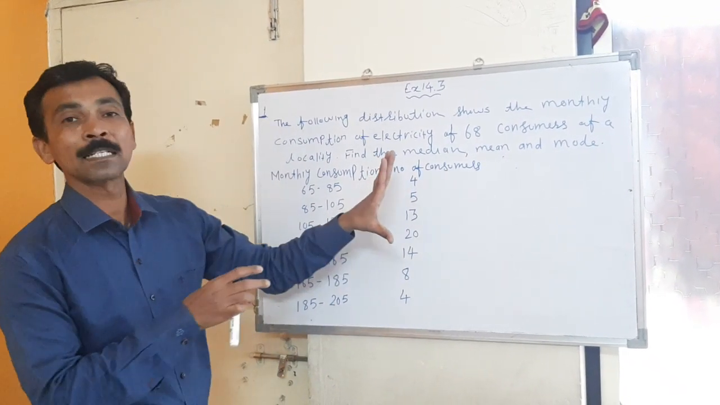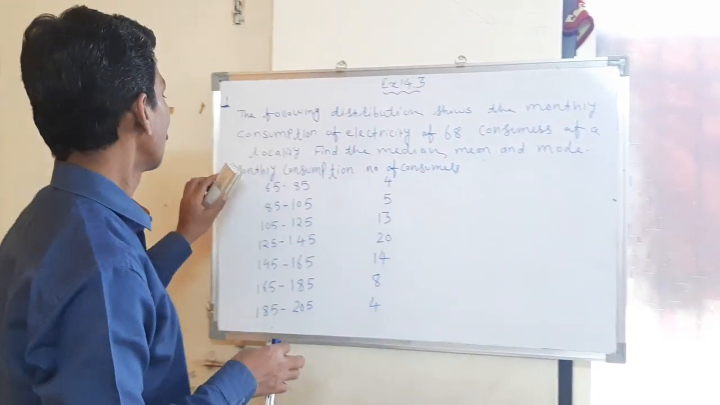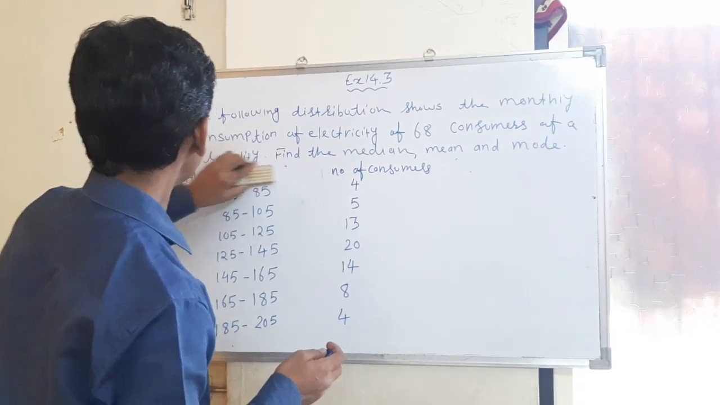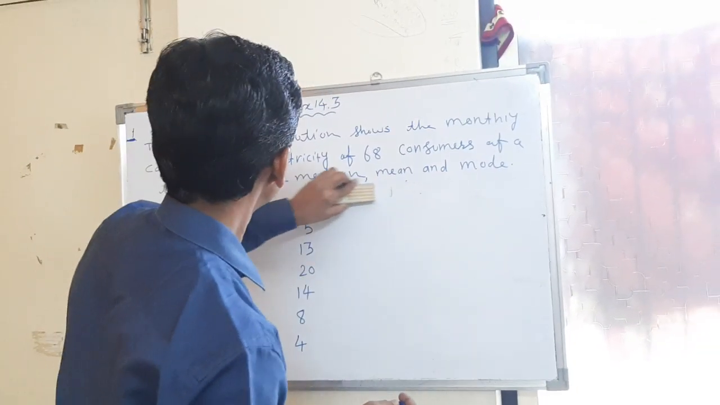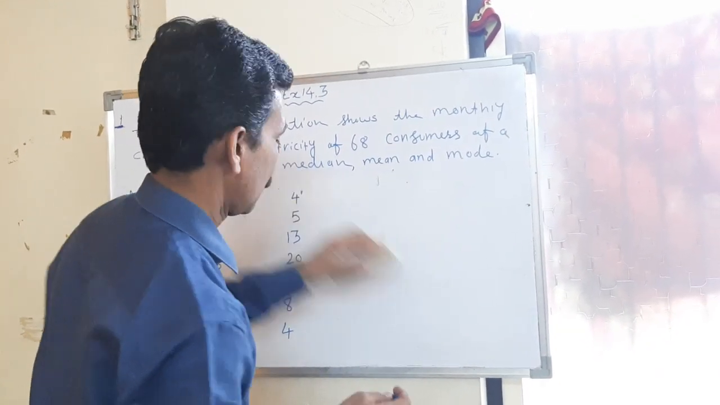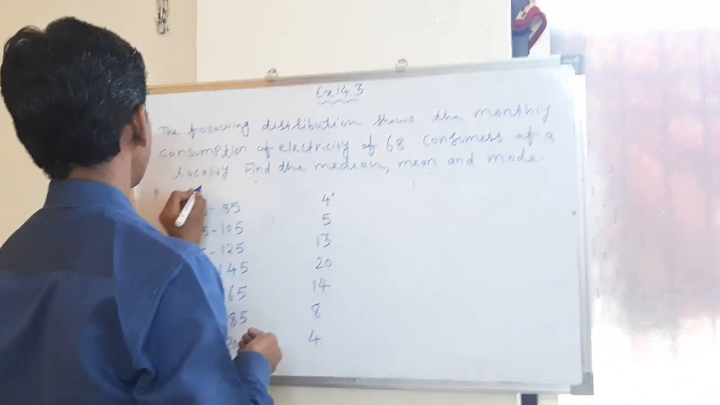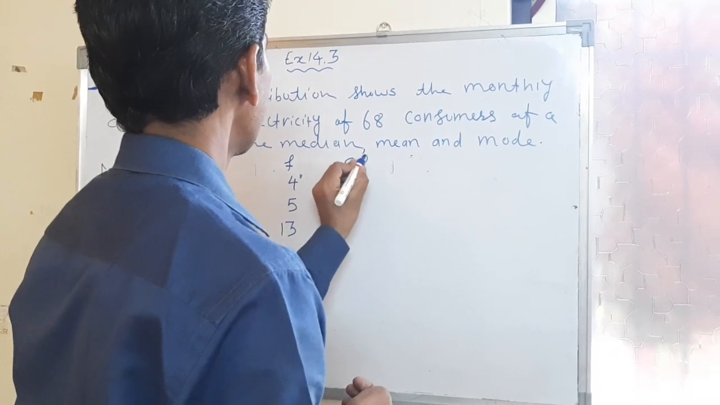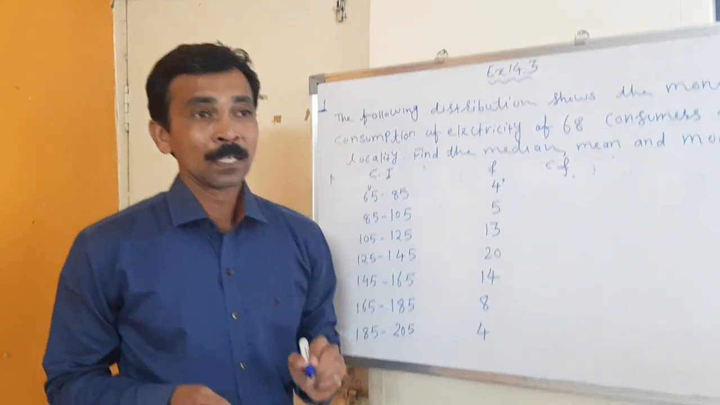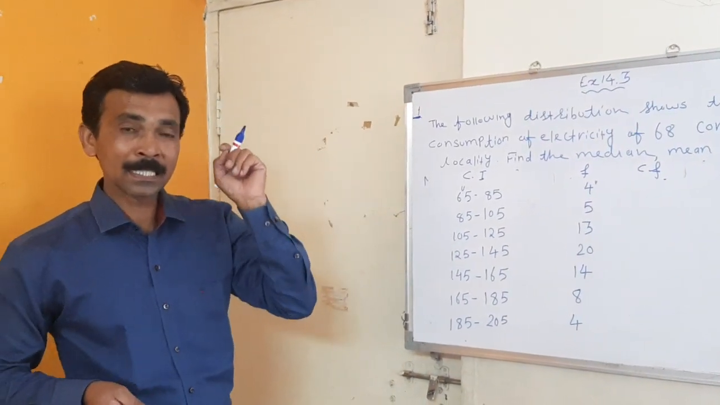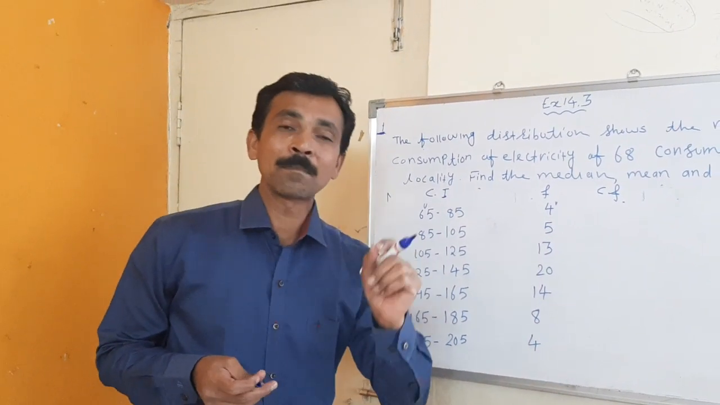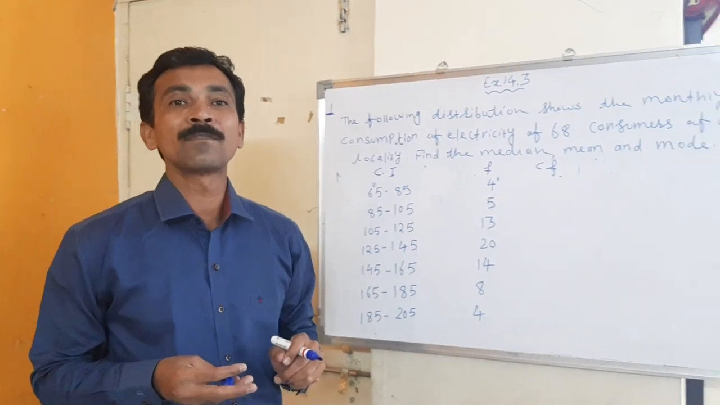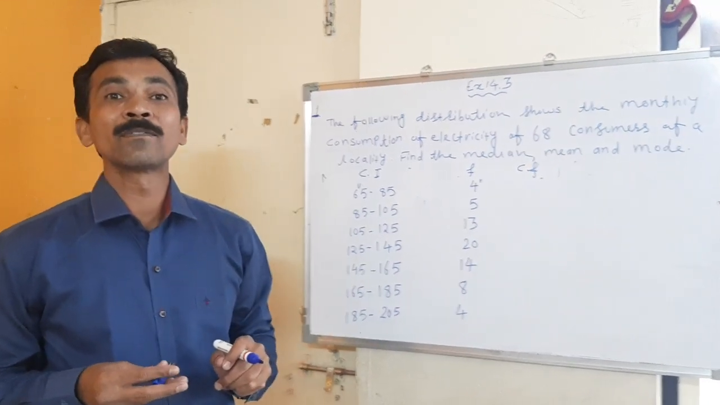I will make a solution table. Here I will write class interval, then frequency, and cumulative frequency. Cumulative frequency means the sum of consecutive frequencies. The sum of consecutive frequencies is called cumulative frequencies.